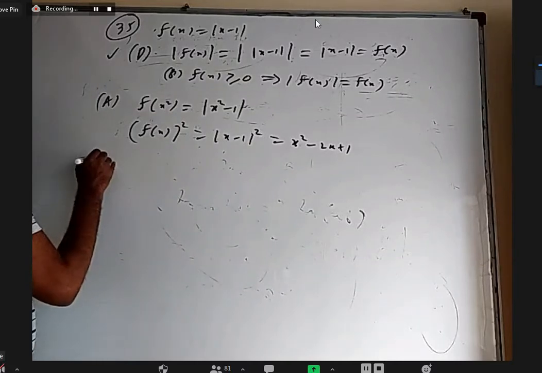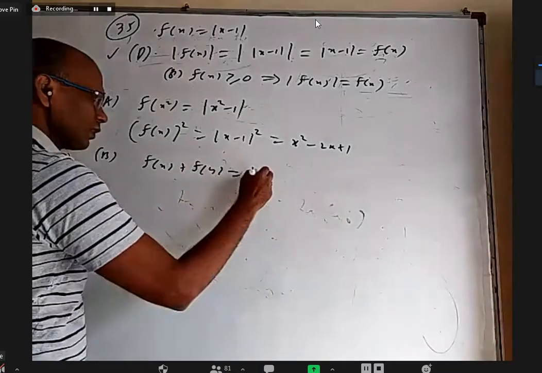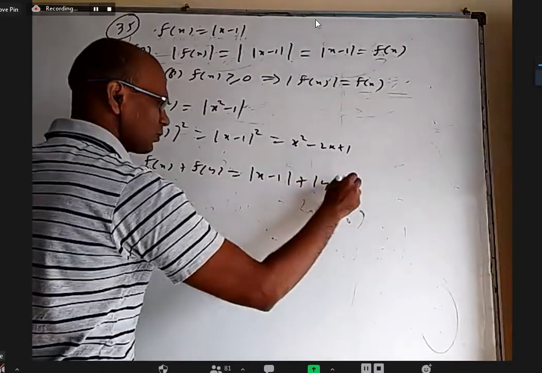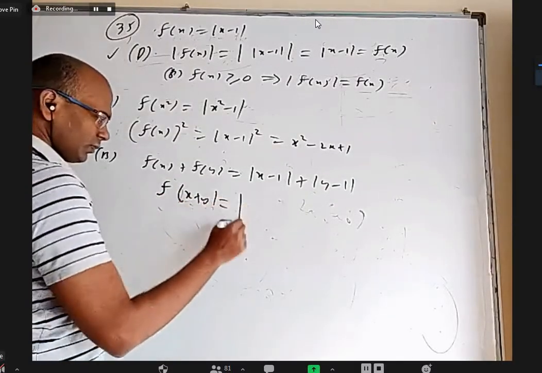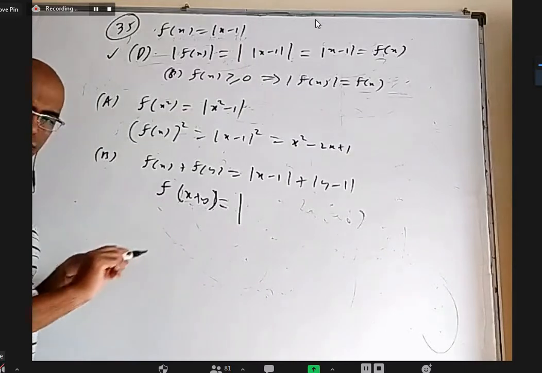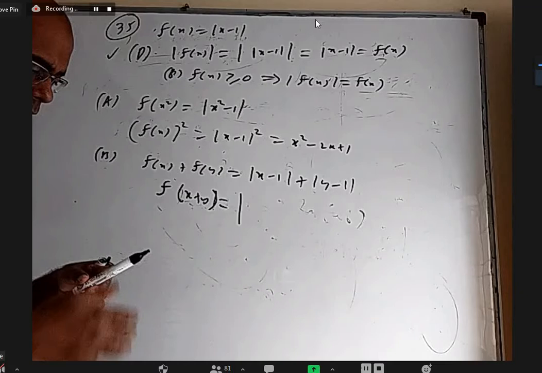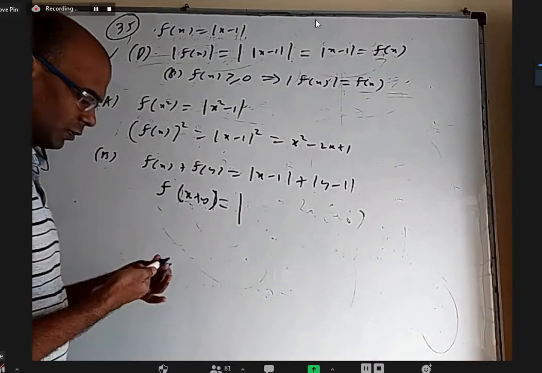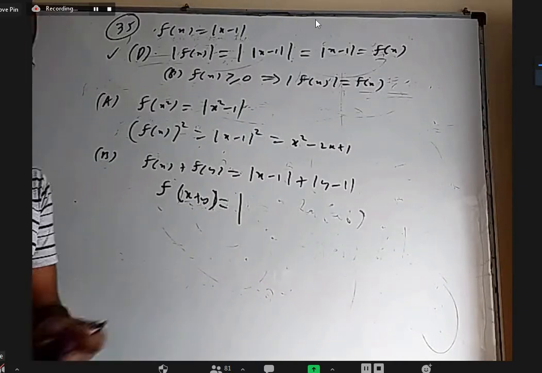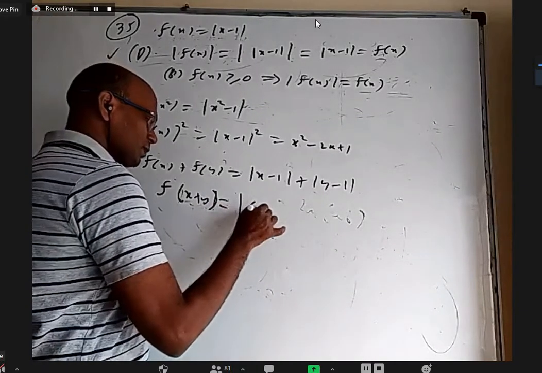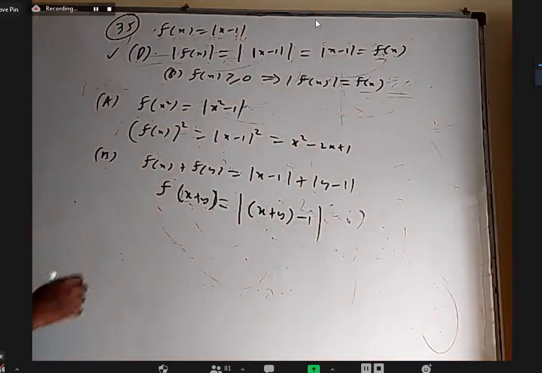Next, option B. F of x plus f of y means mod x minus 1 plus mod y minus 1. Whereas f of x plus y is completely different. It is wherever x is there, I have to write x plus y. So that will be mod x plus y minus 1. I think you can easily understand they are not equal.